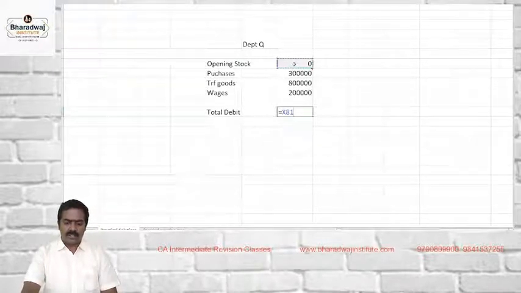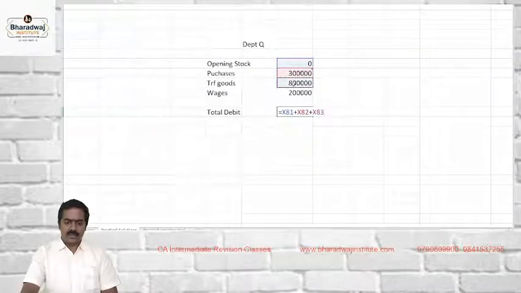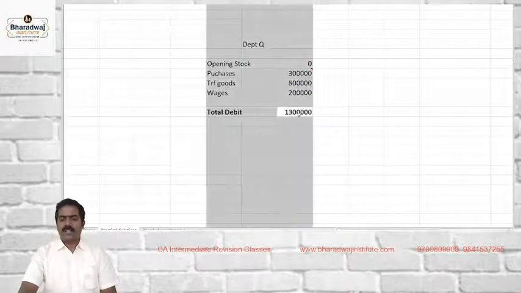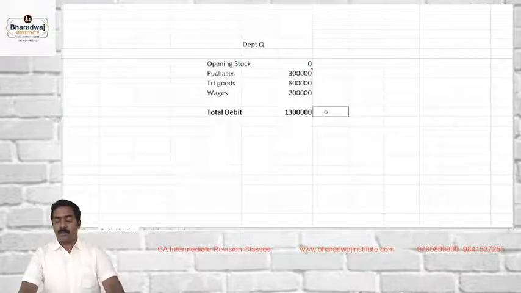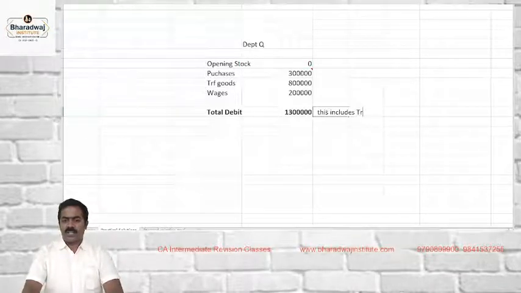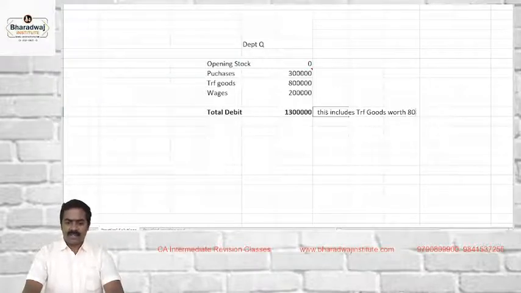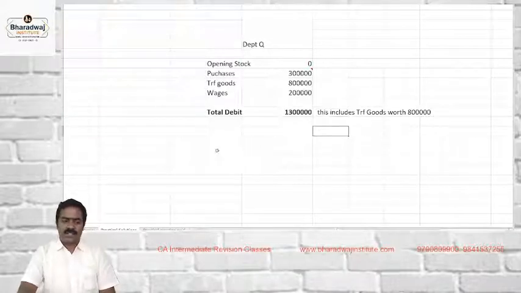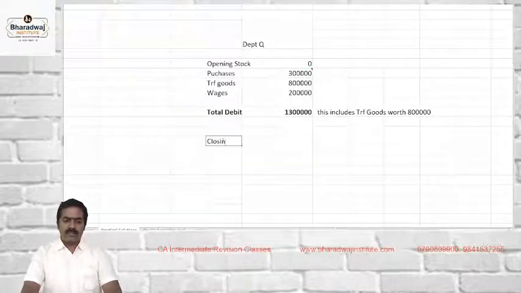Opening stock is not there, plus purchases this much, plus transferred goods this much, plus wages this much. Total debit in the trading account is how much? 13 lakhs. Pay attention. Most crucial point, listen. This includes transferred goods worth how much? 8 lakhs. Therefore, what is the closing stock total?